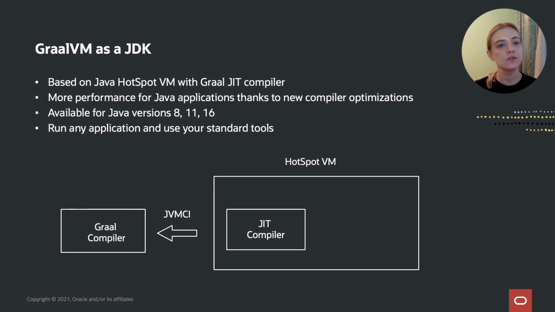In terms of versions, you can get GraalVM for versions of Java 8, 11, and 16. And in this mode, as I said, you can run your application as it is, right? No application code changes are required from your side, and you can use all your standard tools. So basically, it's a normal JDK like any other JDK you are using.